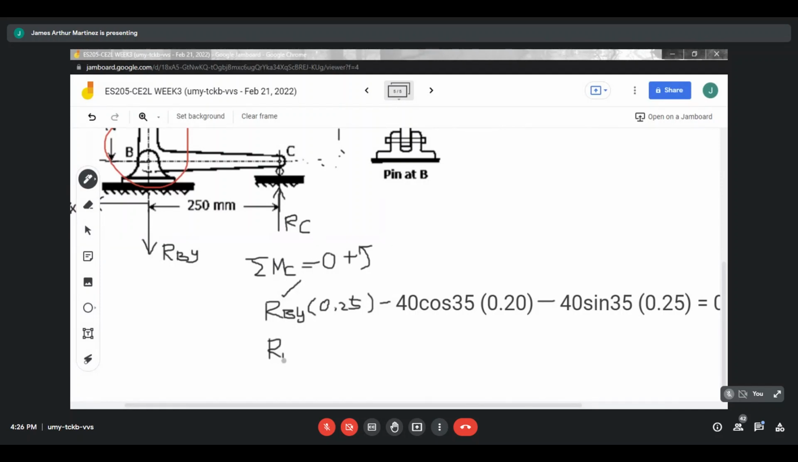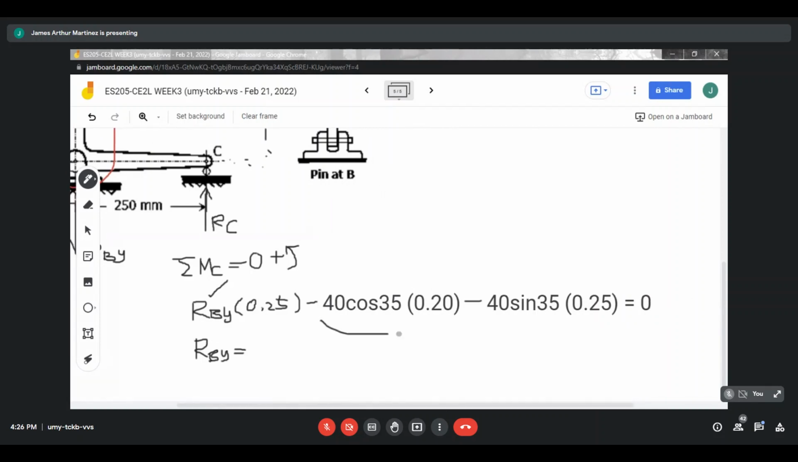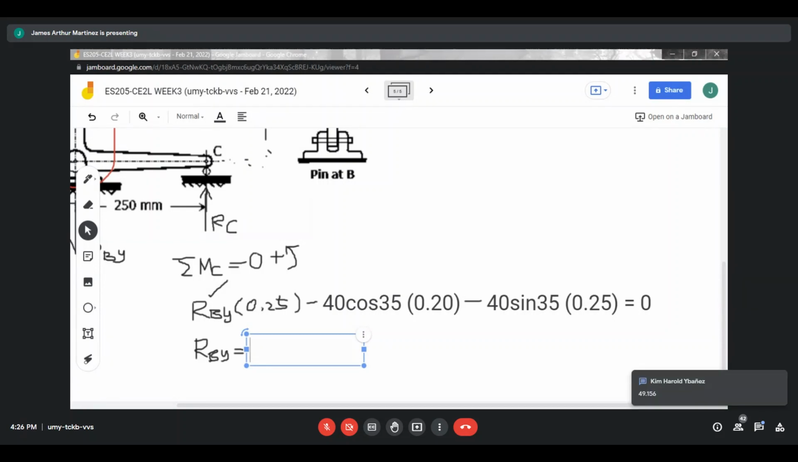So RBY is equal to, so pila man ni siya. So if atong i-transpose ni siya nga expression sa left ay sa right side sa ang equation, ma-positive siya tanan. Therefore, RBY is equal to 40 cosine 35 times 0.20. I hope mag-calculate po mo, para maka-follow. Plus 40 sine 35 times 0.25 all over 0.20. So you'll have, oops, for a while.